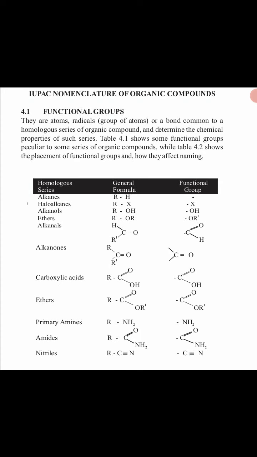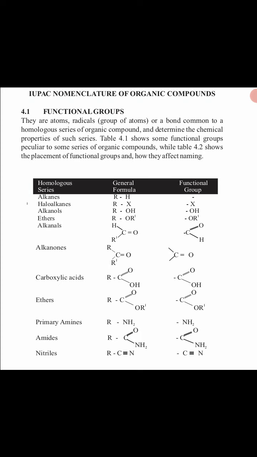The alkanals are also called aldehydes. The functional group is CHO, where R stands for any alkyl group. Alkanones are also called ketones. The functional group is CO, just CO, a double bond between carbon and oxygen.